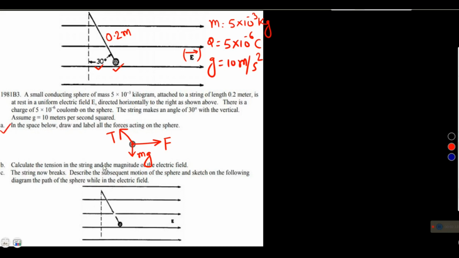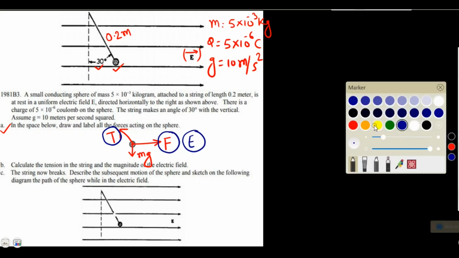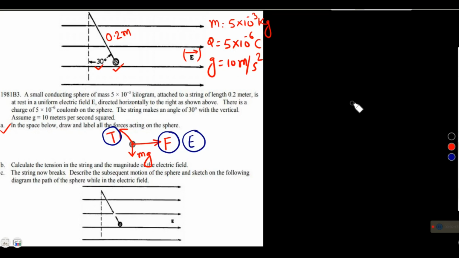Second question, calculate the tension in the string and the magnitude of the electric field, right? We have to find this tension and this, right? Not force, not exactly force. We have to find the electric field, right, friends? So we have to write its free body diagram and equilibrium equations. Please see how we can solve it.